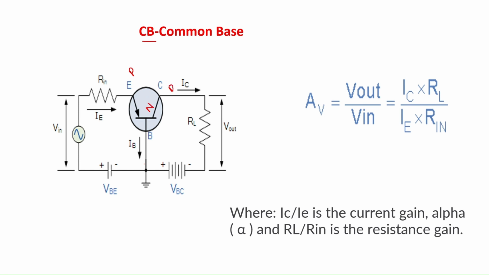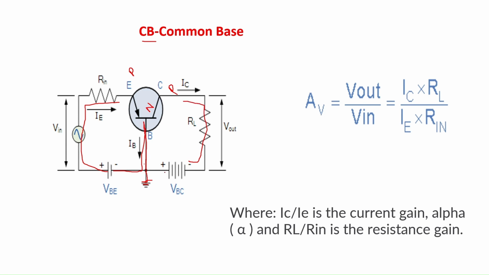Now let us bias the transistor. Emitter and base region has to be forward bias. So the positive terminal is connected to the emitter junction and the negative terminal is connected to the base junction, and this base terminal is grounded, hence the name common base. The collector base junction has to be reverse bias, so the negative terminal is connected to the collector and the positive terminal is connected to the base.